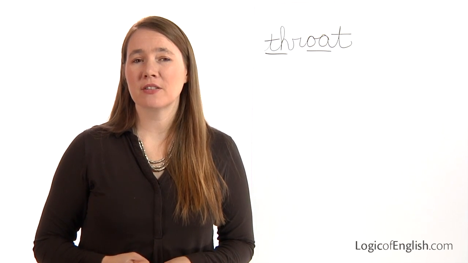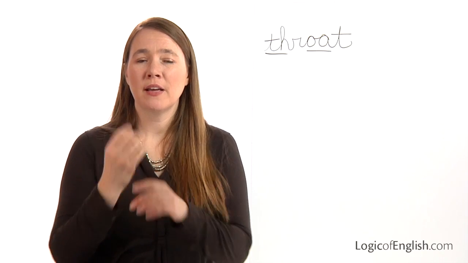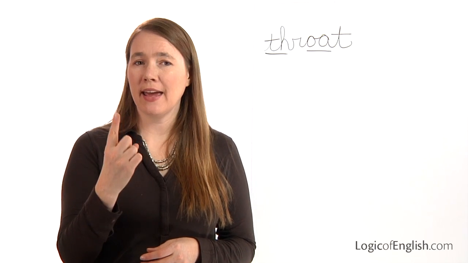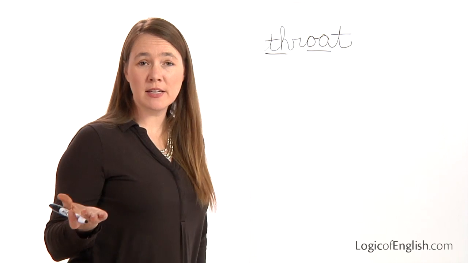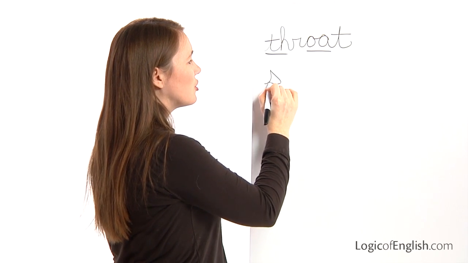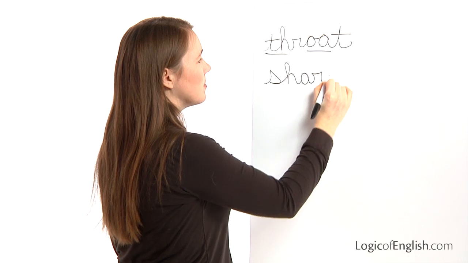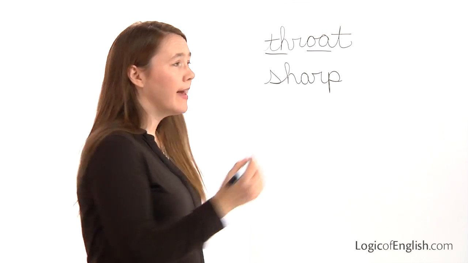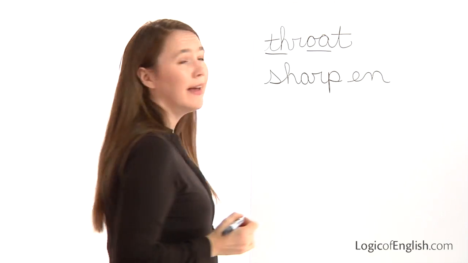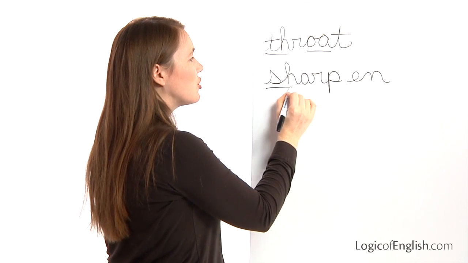The next word is sharpen. We need to sharpen this knife. How many syllables in sharpen? 2. The first syllable is sharp. Let's sound it out together. Sh, R, P. The second syllable is N, E, N. Go ahead and write sharpen. And now help me to write it. The first syllable is sharp, and help me sound it out. Sh, R, P. And the second syllable is N, E, N. And how will we mark it? We'll underline the sh and the R.